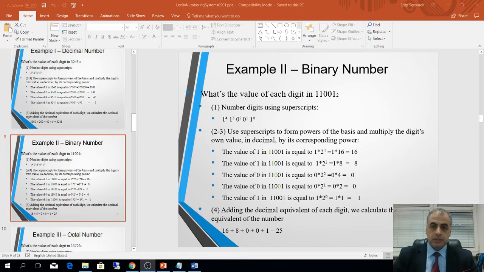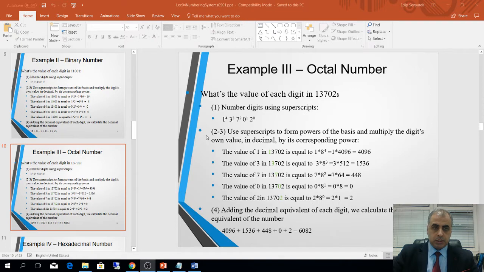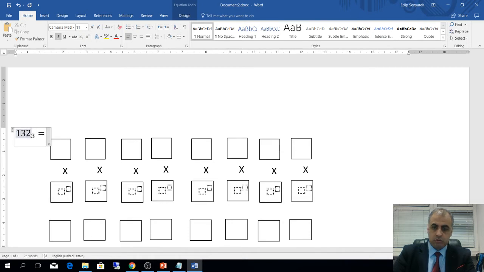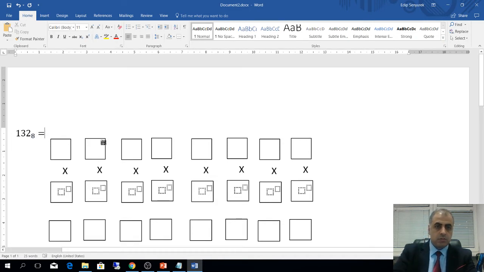Now I will carry on with the octal numbers conversion to decimal numbers. As you see on the screen, octal numbers are 8 based numbers. Here is the example. Let's say there is an octal number, 1, 3, and 2. With 8 we can understand it's an octal number. What is it in decimal number?